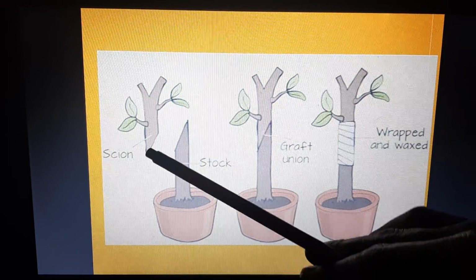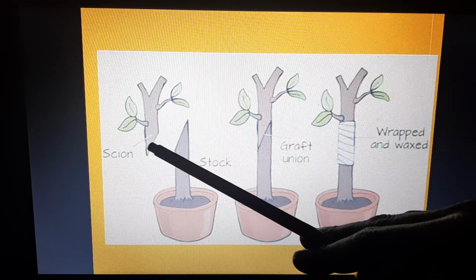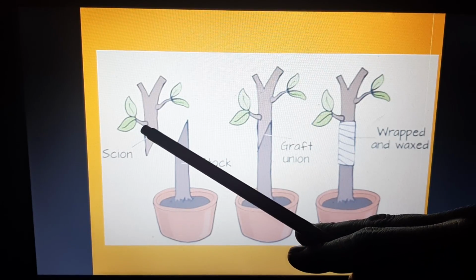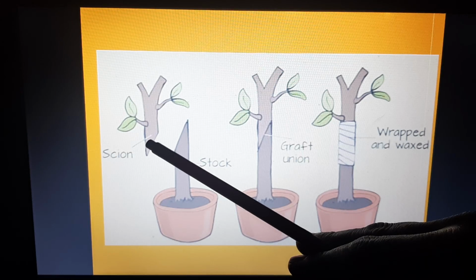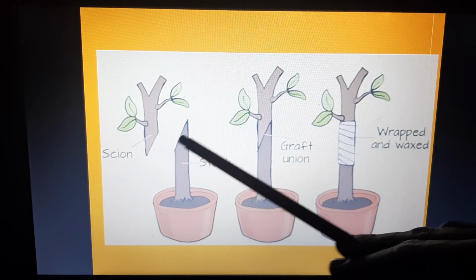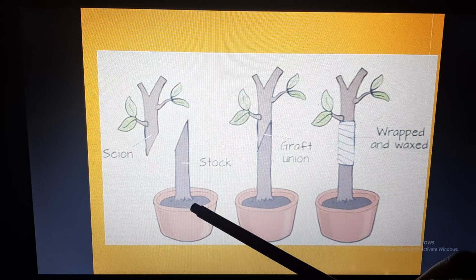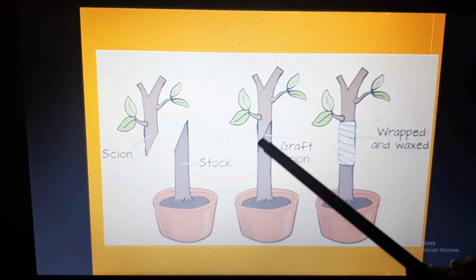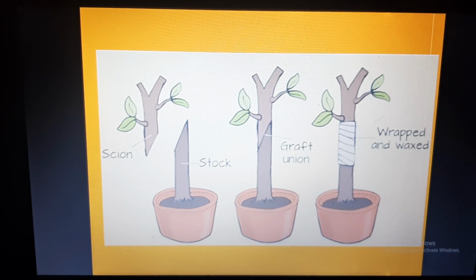So here you see we have taken the shoot part from some other plant of the same species, and this is called scion, whereas the stock contains roots. Now we'll join them and we'll wrap and wax it. After some time they will grow into a new plant or a single individual plant.